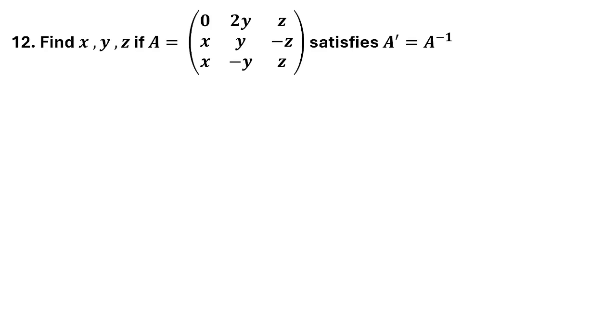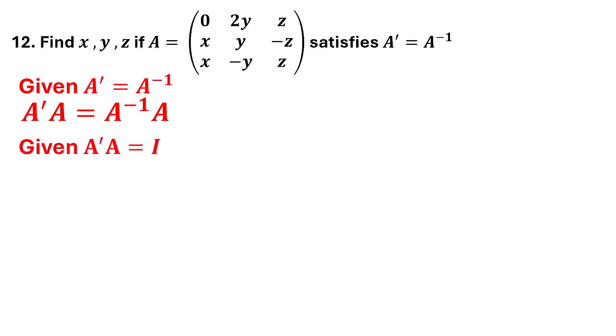The same thing. Suppose you have been given a dash is equal to a inverse. Will you find a inverse? No. Don't find it. Again, make use of this idea. Multiply both sides by a. You will get a inverse a. Now, you will get a dash a is equal to I. That's all.